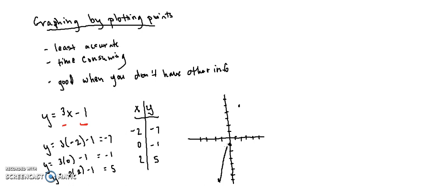So let's go ahead and draw this in. Okay, that's about as good as I'm going to get with the tablet. You know they should be going through these points. Okay, and there's our line. So whenever we say plotting points, this is what we mean. Set up a little table, pick some X values, and then graph what you get.